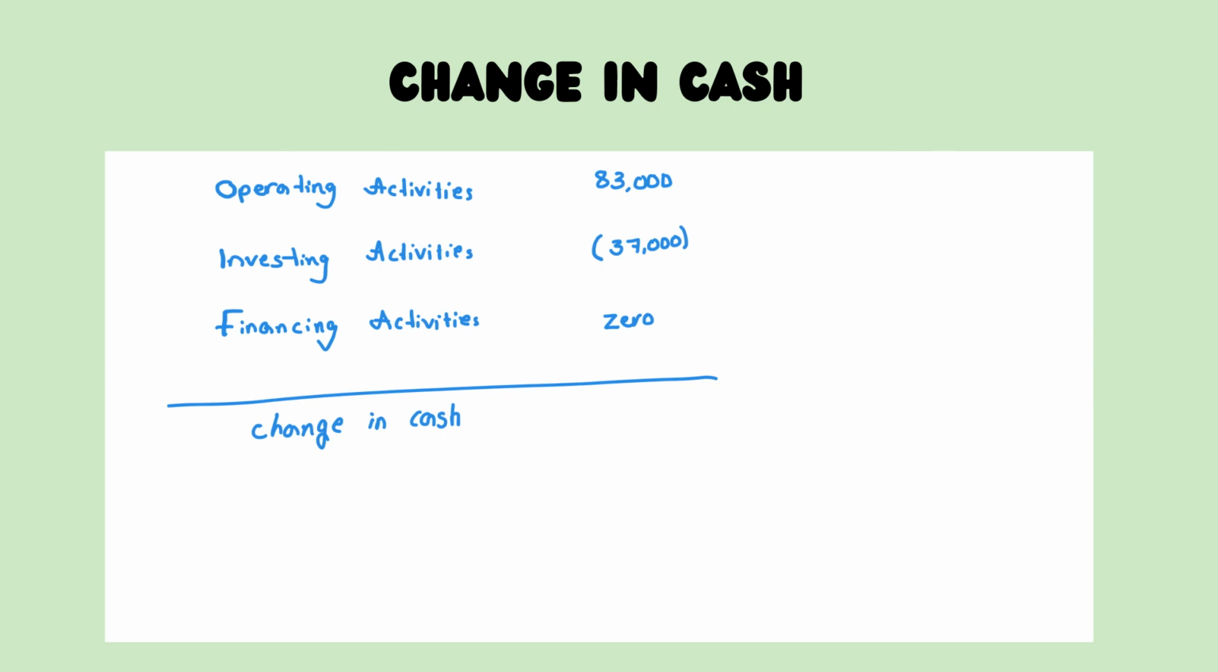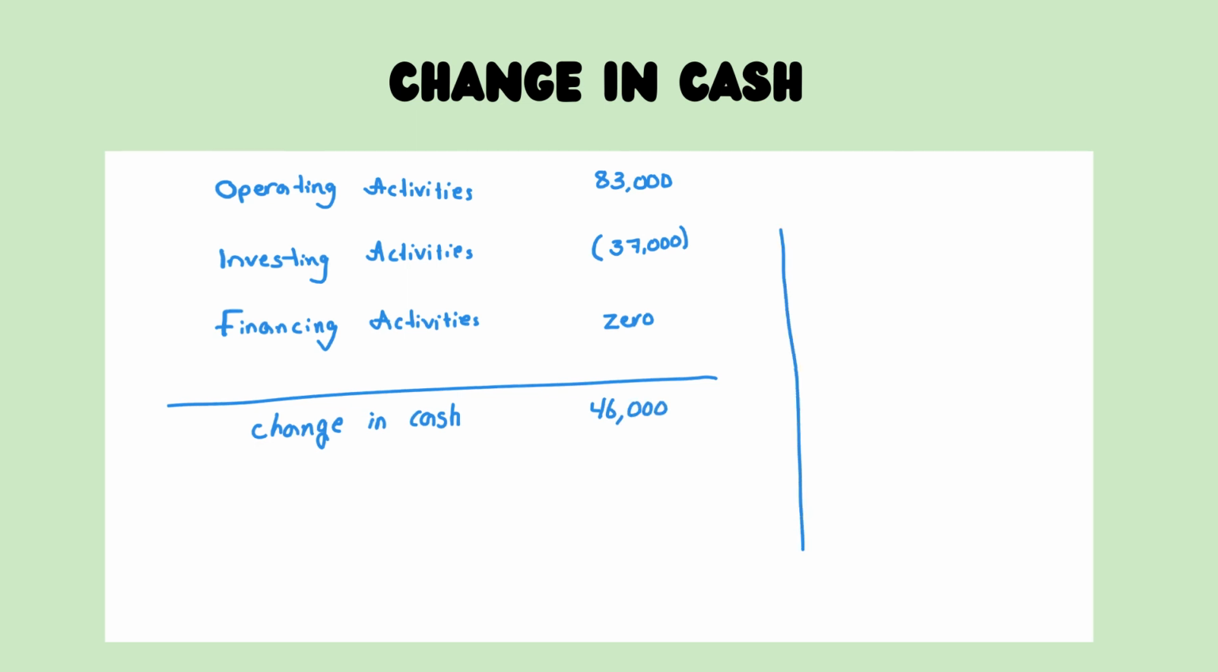For the change in cash at the end of the cash flow statement, I'm going to add the result from operating activities to the result from investing and to the result from financing to see the change in cash. Under operating activities, we got positive 83,000. Under investing activities, it was negative 37,000. For the financing activities, it's 0. So 83 less 37 plus 0 is 46,000. So the change in cash was 46,000.